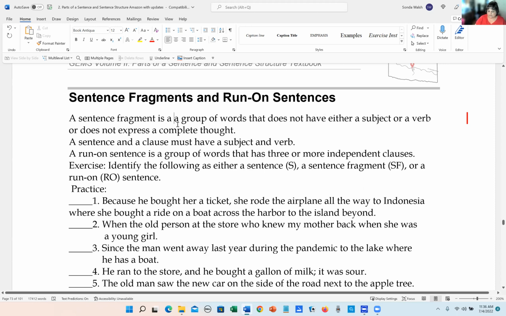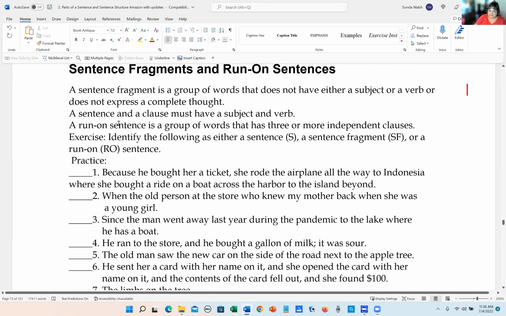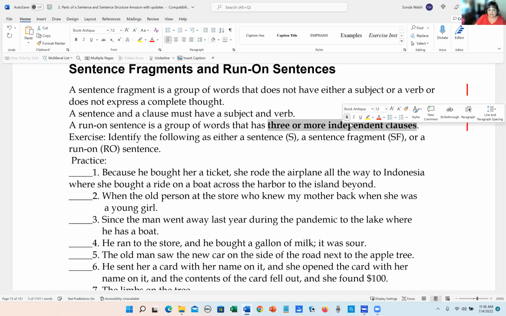It is a group of words that does not have either a subject or a verb or does not express a complete thought. So it's missing one of those things. A sentence and a clause must have a subject and a verb. A run-on sentence is a group of words that has three or more independent clauses. I want you to commit that to memory, three or more independent clauses.